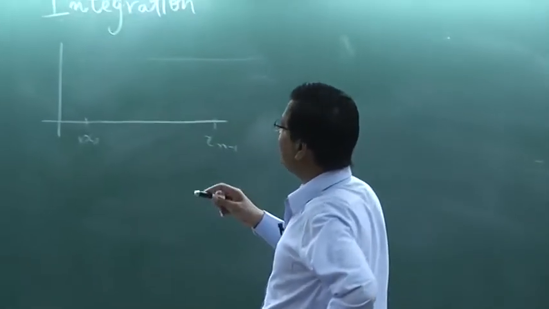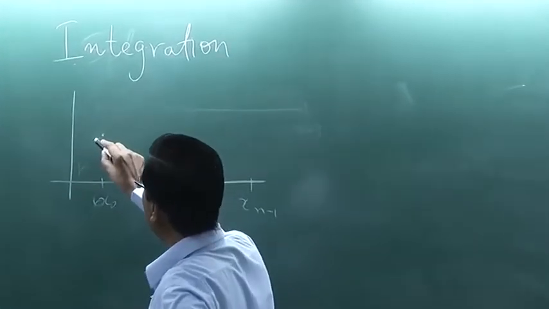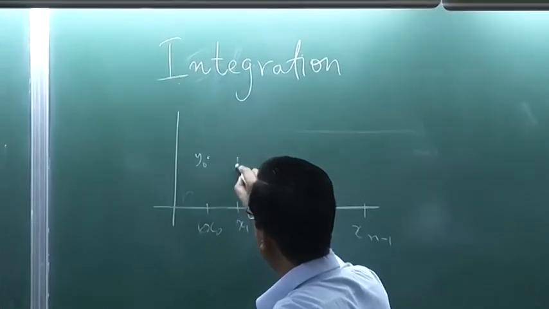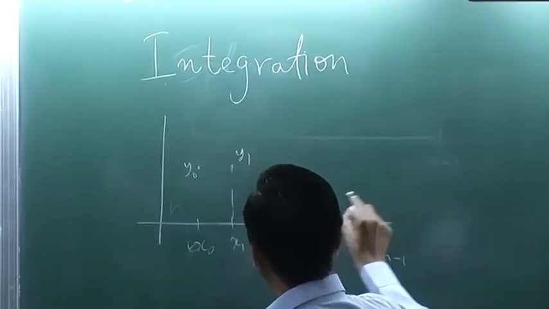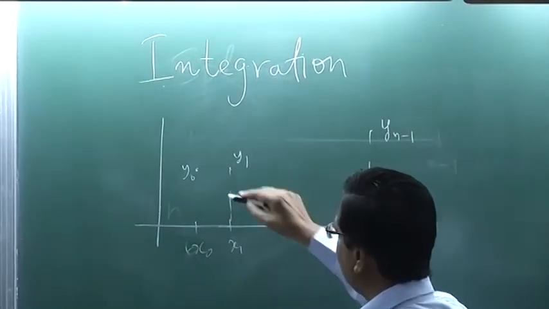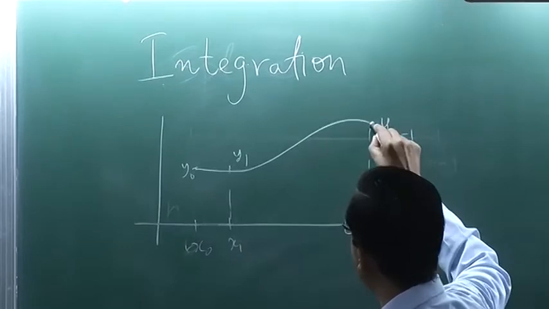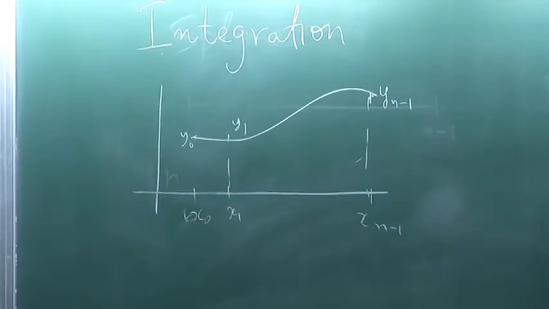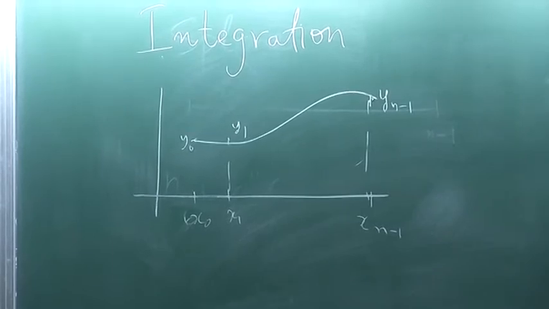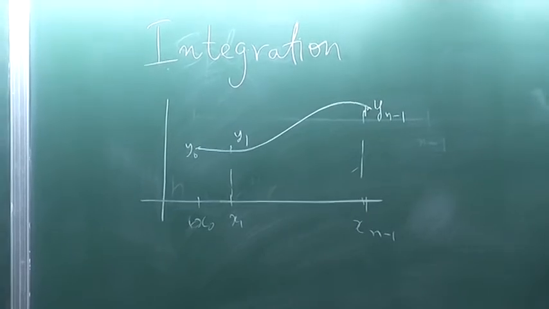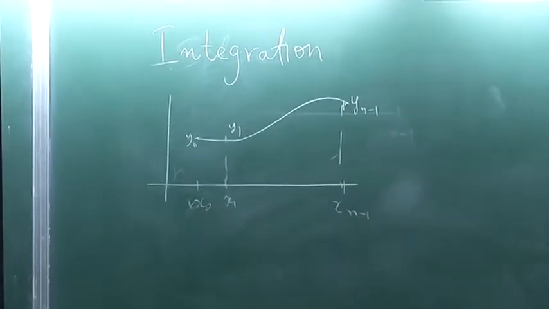So integration, also we have all these y's. So this is y0, y1. So some curve will go through this. So of course this curve I need to interpolate, and once I interpolate the curve, then I can find out the integration. Okay, so if I have f of x, I can integrate.